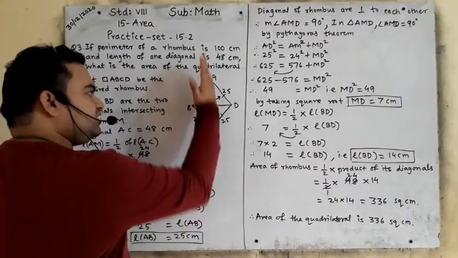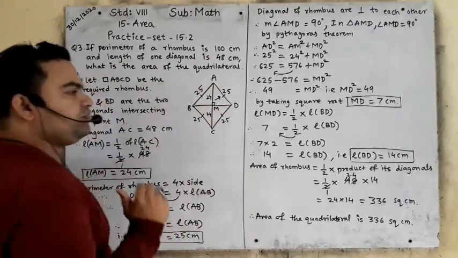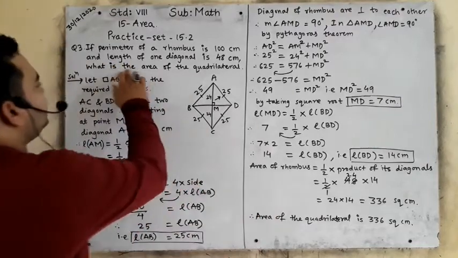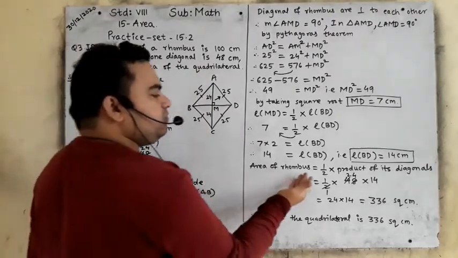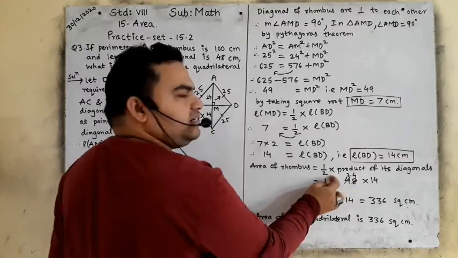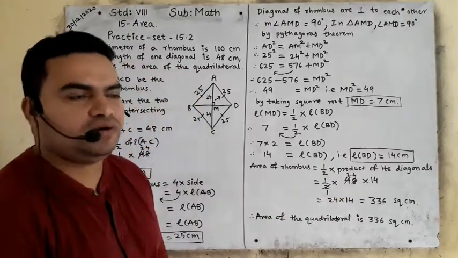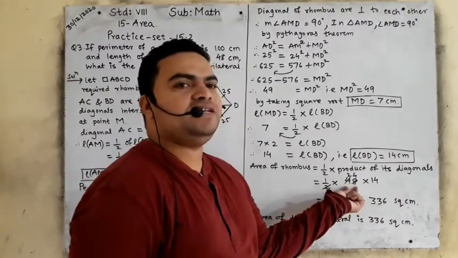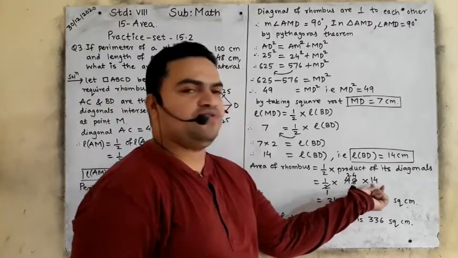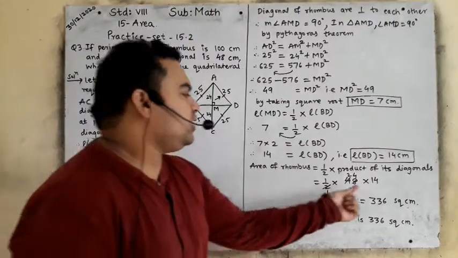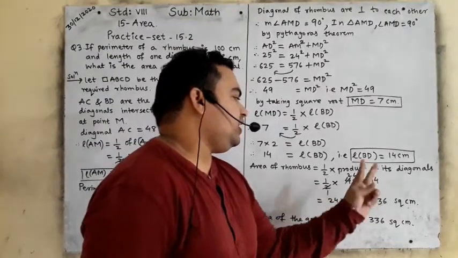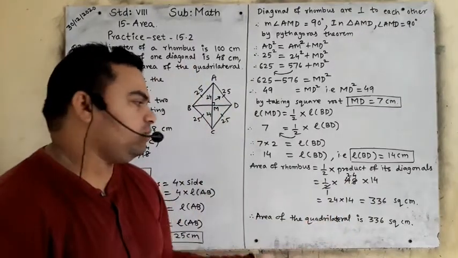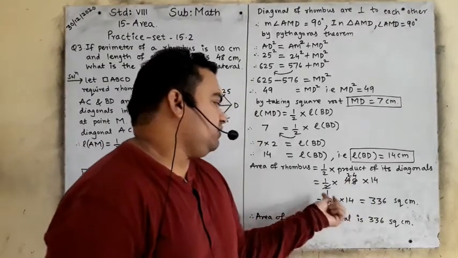Now one diagonal is 48 and BD is 14 cm. So now we can find out the area of the rhombus. What is the area of the quadrilateral? The area of the rhombus is equal to half multiplied by the product of its diagonals. Product means multiplication. So the first diagonal is 48, the second diagonal is 14. You can cut either of them, or you can multiply the two and then halve it, no problem. Whichever is easy, you can use that.